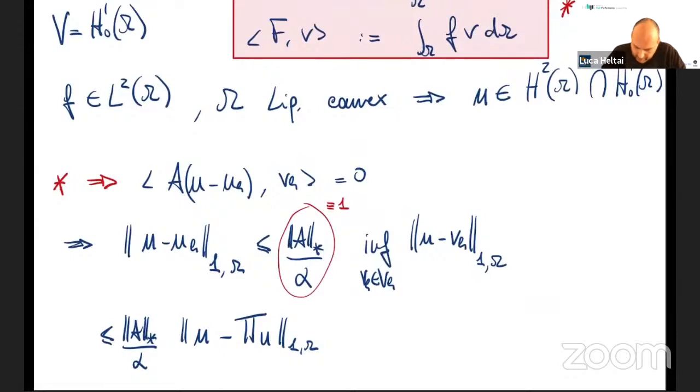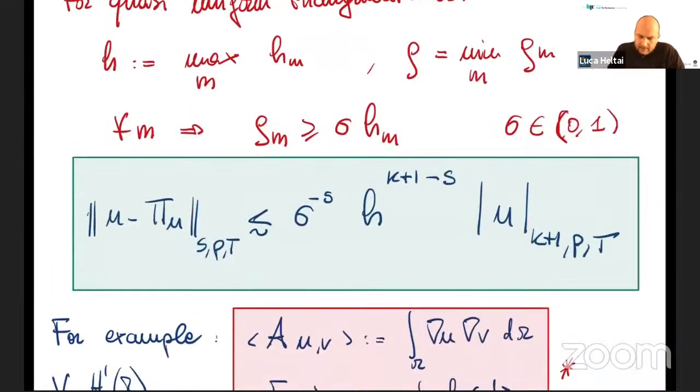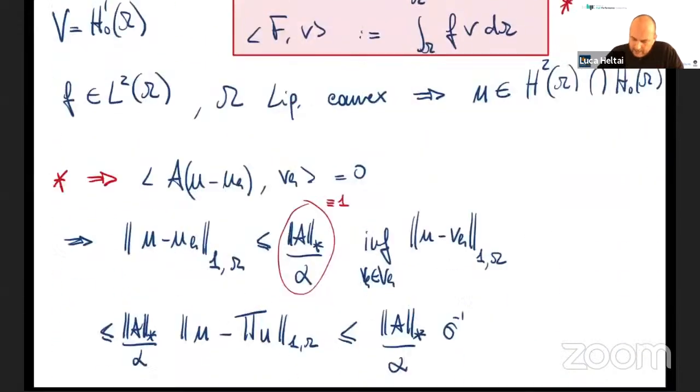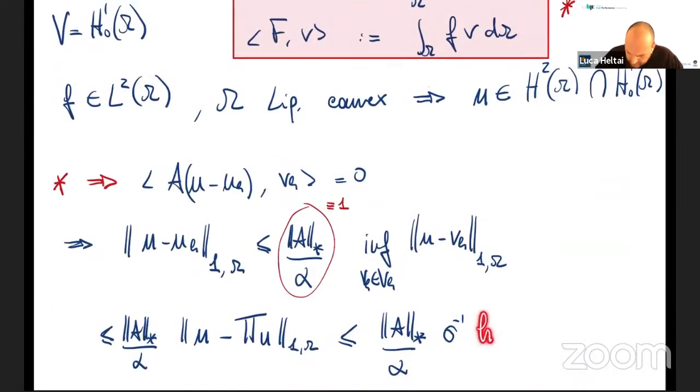And let me then keep going with this. This is more or equal the norm of A star over alpha. And now here, what I have is that I should write sigma to the minus one, because this is minus s, and I have one on the left, sigma to the minus s, and I should write here h to the power 1 plus 1 minus 1.